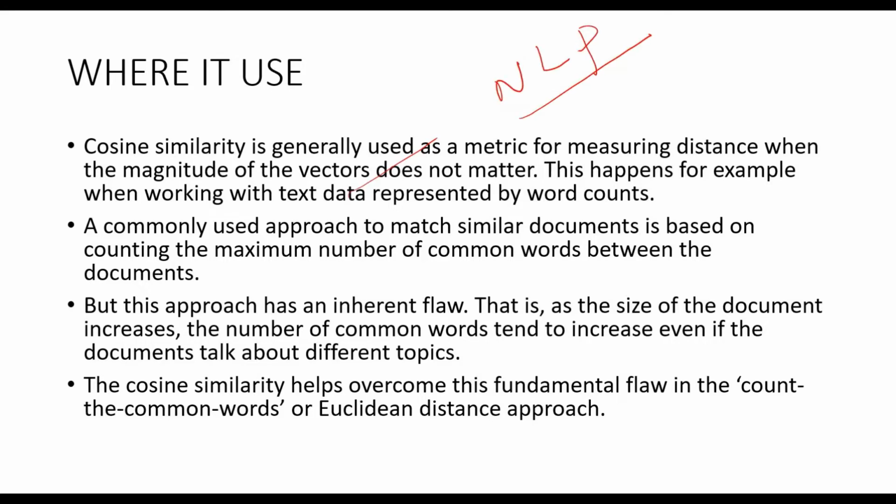A commonly used approach to match similar documents is based on counting the maximum number of common words between the documents. But this approach has an inherent flaw. As the size of the document increases, the number of common words tends to increase even if the documents talk about different topics. The cosine similarity helps overcome this fundamental flaw in the common words or Euclidean distance approach.